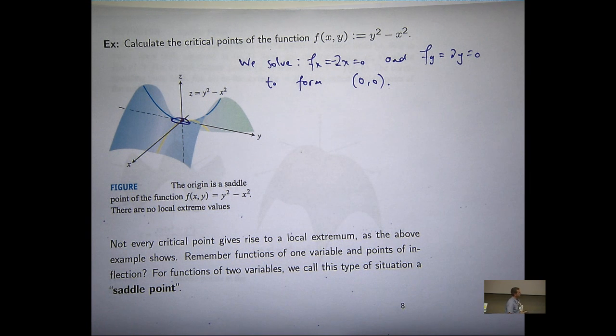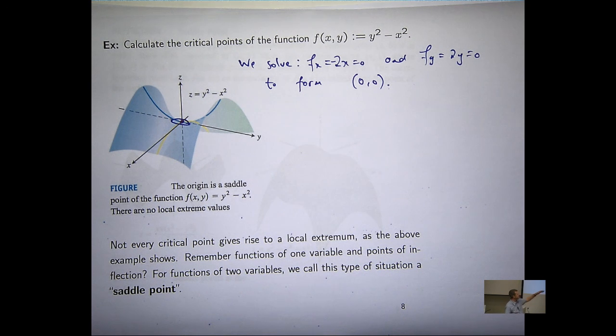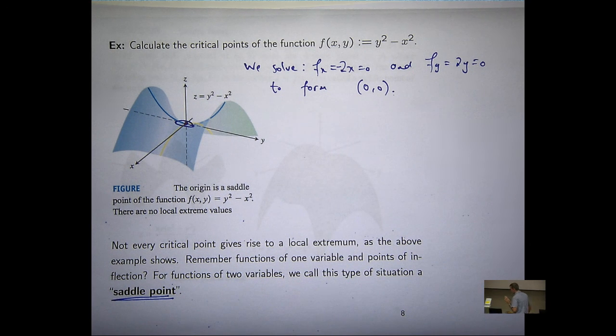So we conclude that our critical point doesn't lead to a local max and it doesn't lead to a local min. It's something else called a saddle point. Now, a saddle point is like when you were back at school, you saw points of inflection for functions, right? They didn't go like this, they didn't go like that, they went like that, or like that. It's like the 3D version of a point of inflection.